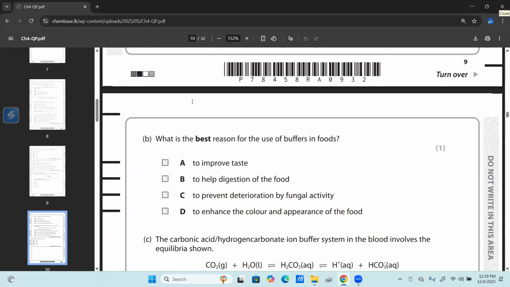What is the best reason for the use of buffers in food? So we don't use buffers to improve the taste. It doesn't help in digestion either, but it helps in preventing deterioration by fungal activity, because we know fungus have an optimum pH, right? So when you have a buffer solution, the pH will not range a lot. Therefore, it will prevent the deterioration by fungal activity.